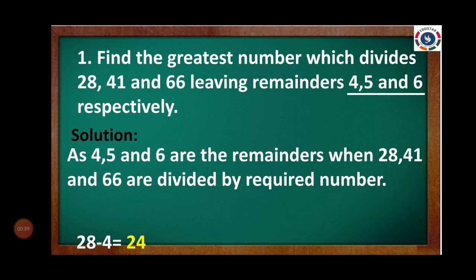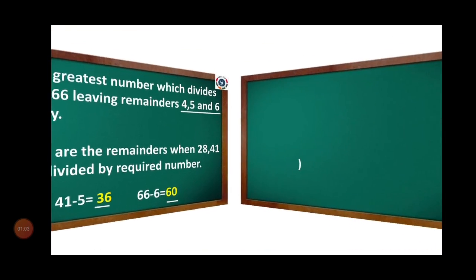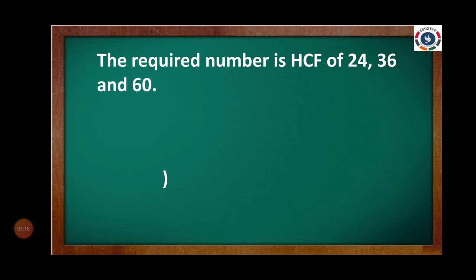First, 28 minus 4 gives 24. Then 41 minus 5 equals 36. 66 minus 6 gives 60. So we are going to use these 3 numbers, 24, 36 and 60, to find the HCF. These numbers must be exactly divisible by the required number. So the required number is the HCF of 24, 36 and 60.